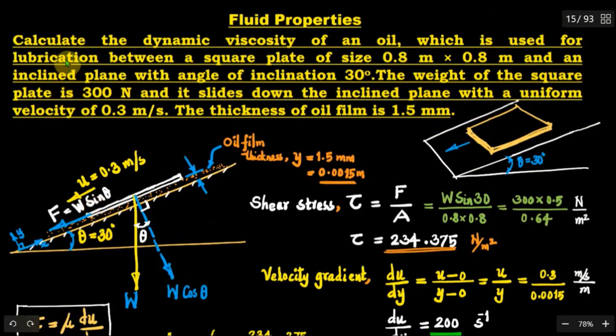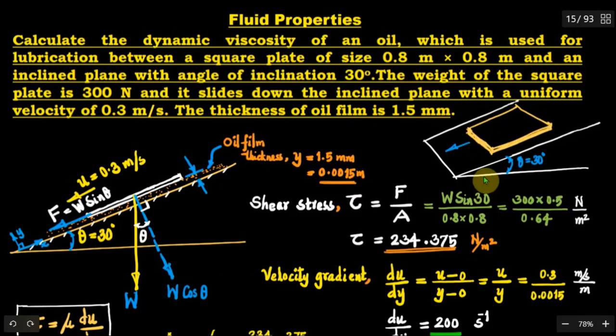Now consider the second numerical problem. Calculate the dynamic viscosity of an oil which is used for lubrication between a square plate of size 0.8 meter by 0.8 meter and an inclined plane with an angle of inclination 30 degrees. The weight of the square plate is 300 Newton and it slides down the inclined plane with a uniform velocity of 0.3 meter per second. The thickness of oil film is 1.5 millimeters.